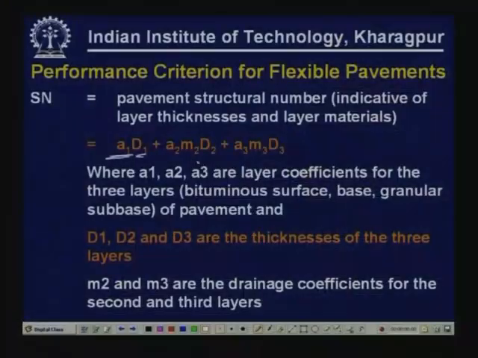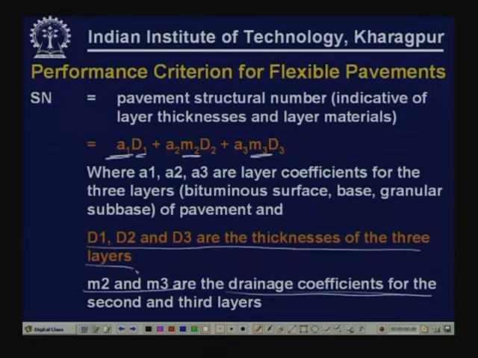layer. We see there are M2, M3 parameters built into the system only for the second and third layer if it is granular base and granular subbase. We can have a look at this equation. So, granular base and granular subbase has got M2 and M3 parameters. As shown here, these are drainage coefficients for the second and third layers. D1, D2, D3 are the thickness of the 3 layers. A1, A2, A3 are layer coefficients for the 3 layers, bitumen surface, granular base and granular subbase of the pavement.